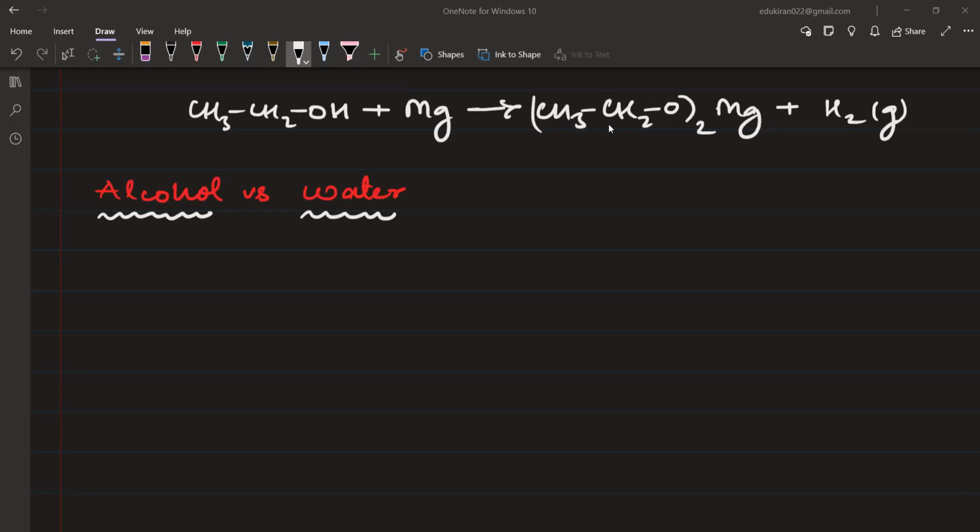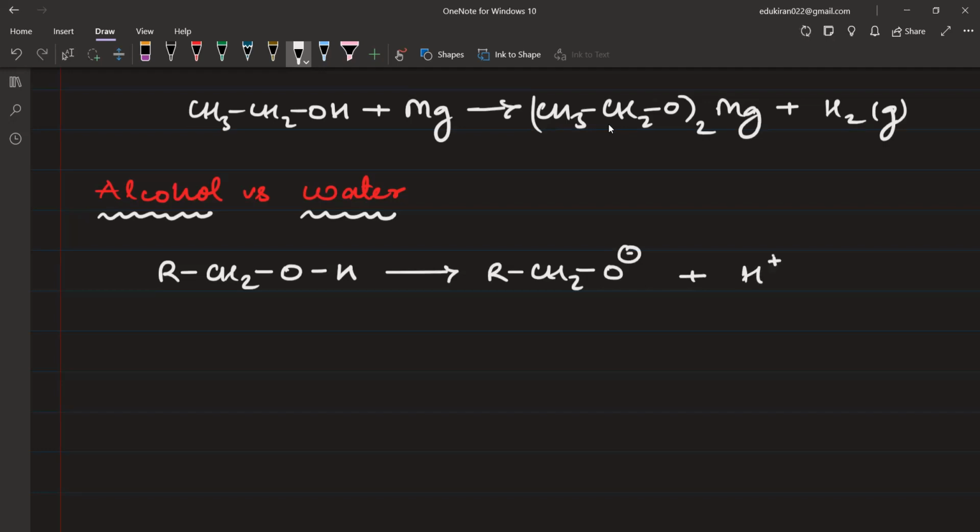Okay. First of all, when we have alcohol, we'll have R, CH2, OH. If I remove the hydrogen, it is going to give you RCH2O negative, plus we will get H positive. But when we have a water molecule, we will get HO negative plus H positive.